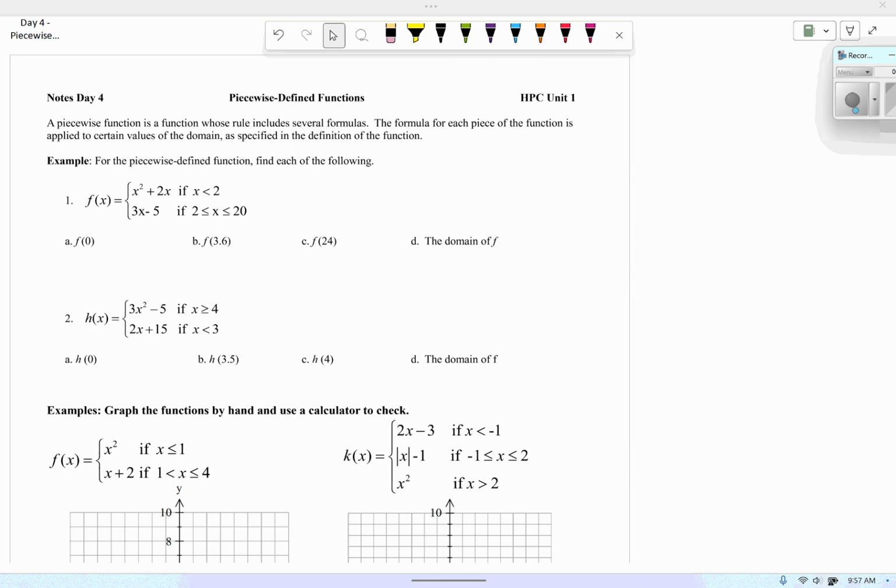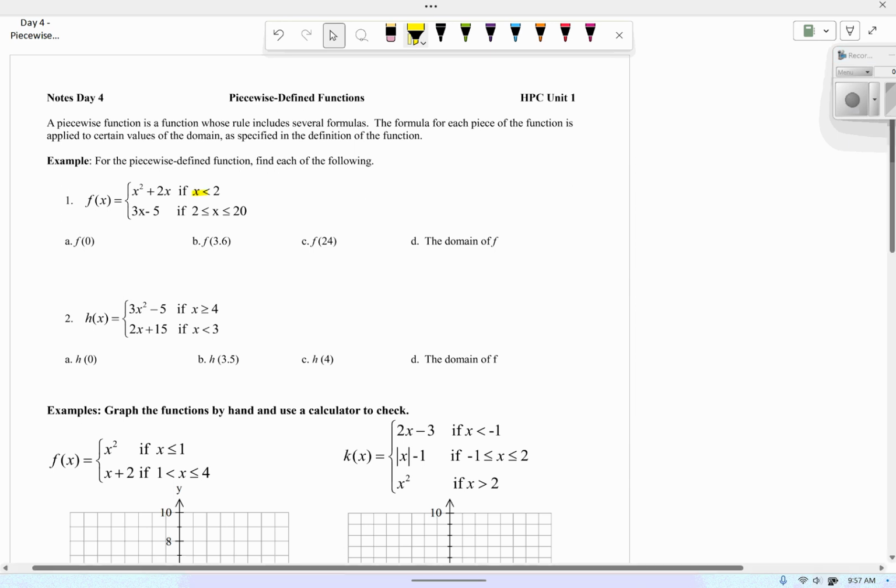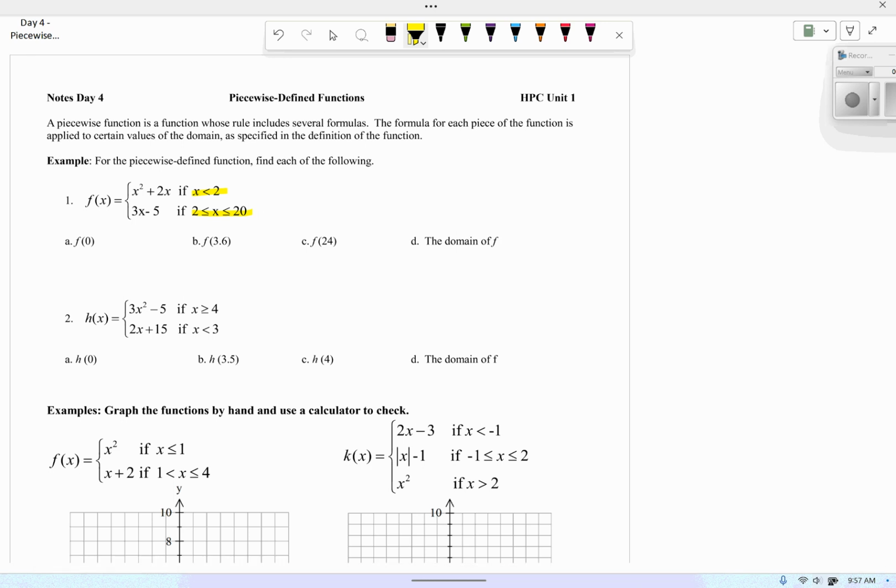So looking at the first one, if we have a is f of 0, then the x value is 0. So you have to look at the rules for those equations. So where does 0 fit into? Is 0 less than 2 for the first equation? Yes, it is. 0 is not in between 2 and 20. So that tells us we're using that top equation to evaluate our function. So we would get 0 squared plus 2 times 0, which of course is just 0.